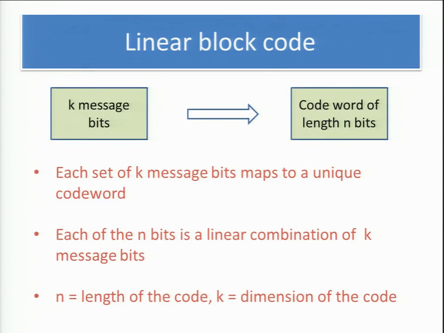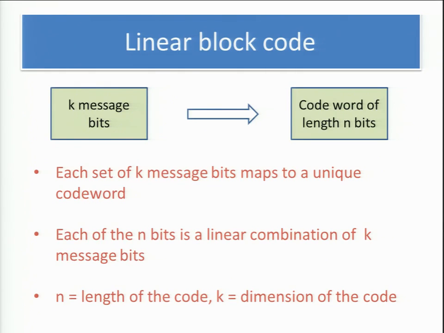So now, in general, what is a linear block code? You take k message bits and map them to a code word of length n. So these are the parameters of this block code. And each set of k message bits has to be mapped to a unique code word. I mean, for each message there should be a different code word. That is the first thing.